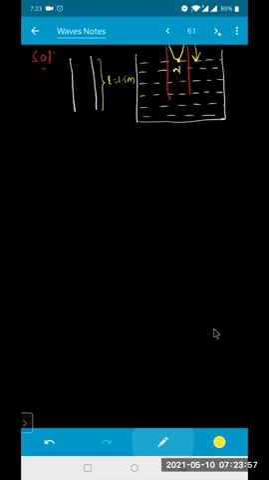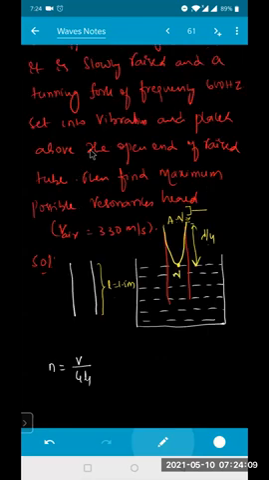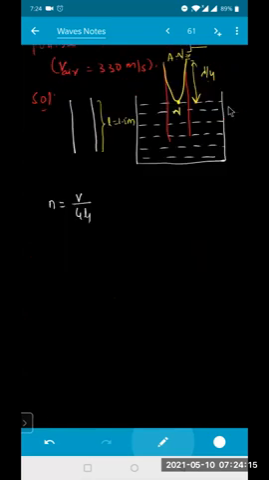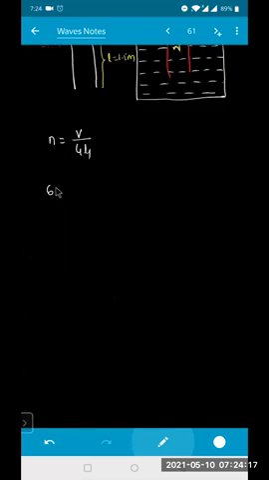So first let us try to calculate the fundamental frequency for this sound. As it is a closed organ pipe right now, n is equal to V by 4 times L1. So the frequency is given as 600. I'll make this one 660. So the frequency 660 is equal to V divided by 4 into L1. V is given how much, beta? 330.